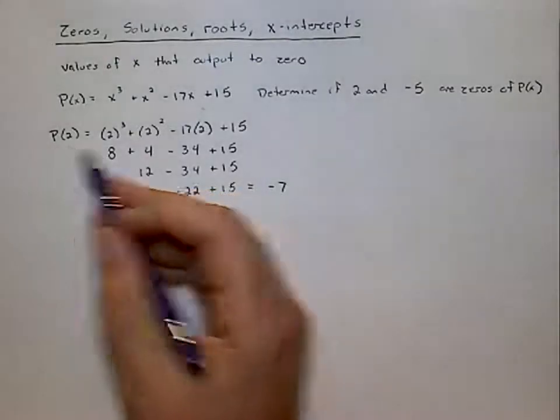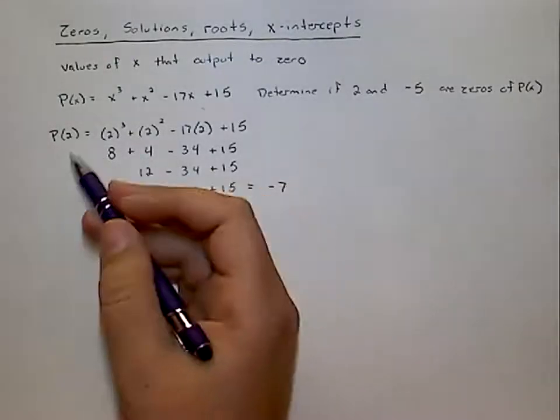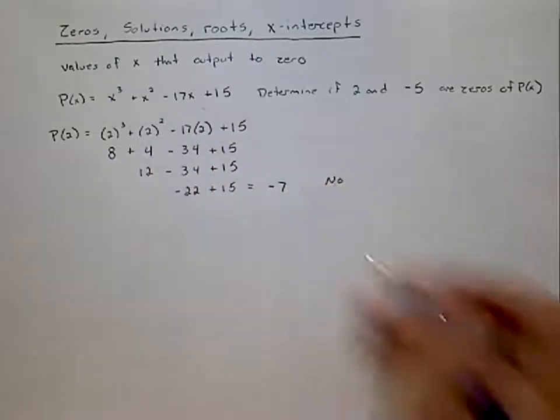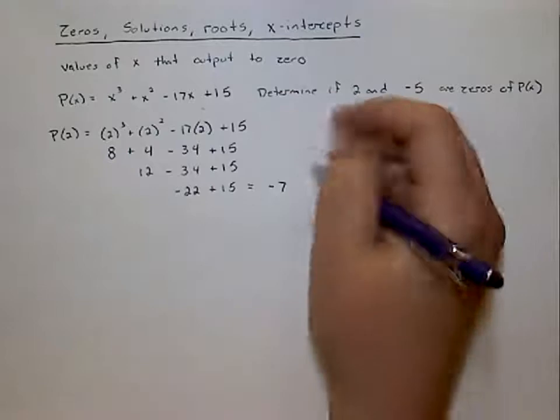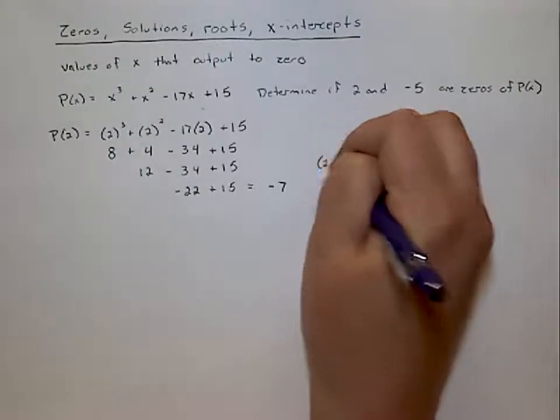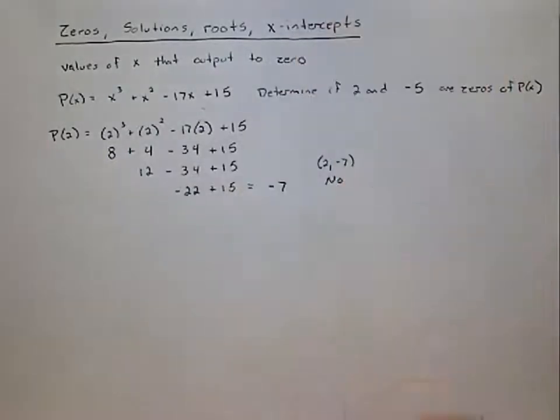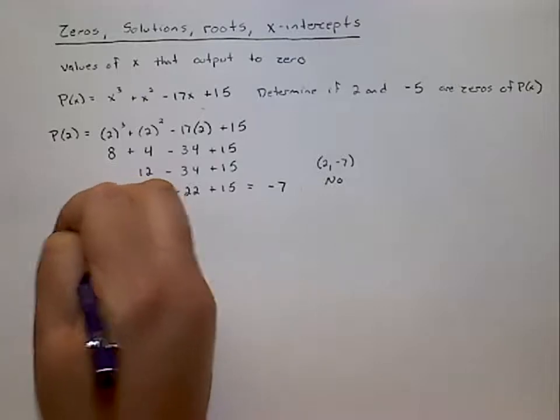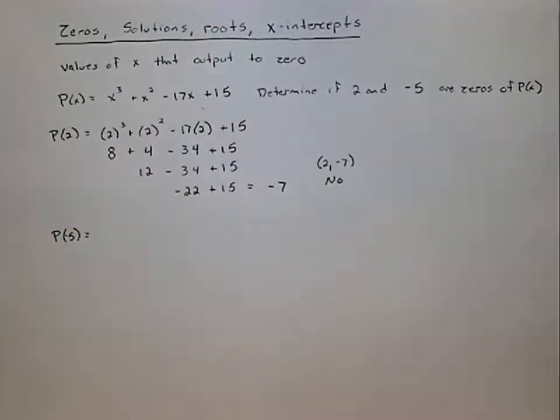So is 2 a zero of this polynomial? No. It outputs to negative 7. So we're looking at the point (2, -7), and that's not an x-intercept. That is a point on the graph, but that's not an x-intercept. Next, we have to determine if negative 5 is a zero.